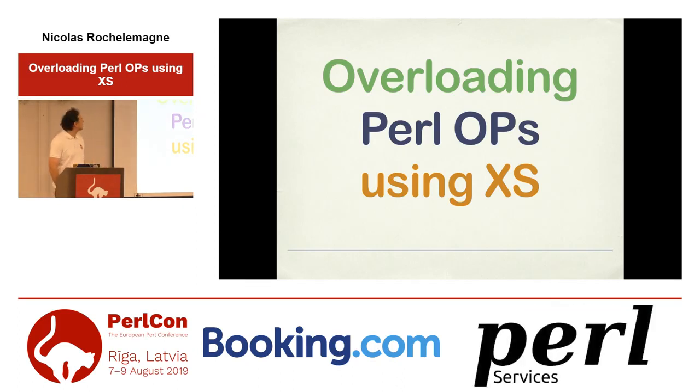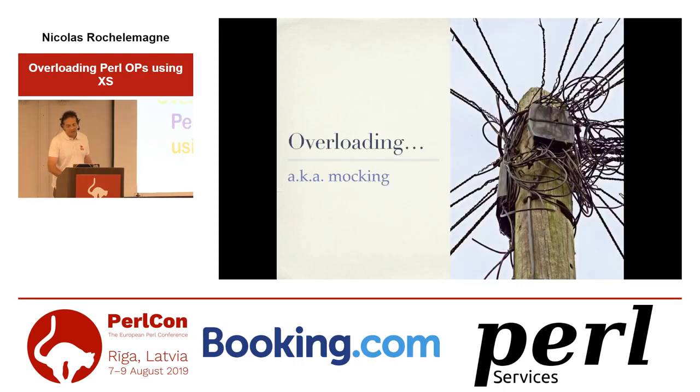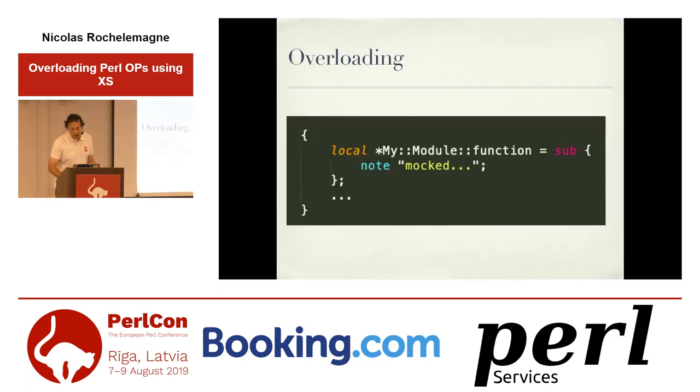Let's start with the easiest one, which is definitely overloading. Some of you are already doing this. We probably always name it mocking, which is mainly replacing something with something else. This is usually very useful during testing. The easiest way I can think of is something like this, where you are simply replacing that function during that scope with something else.